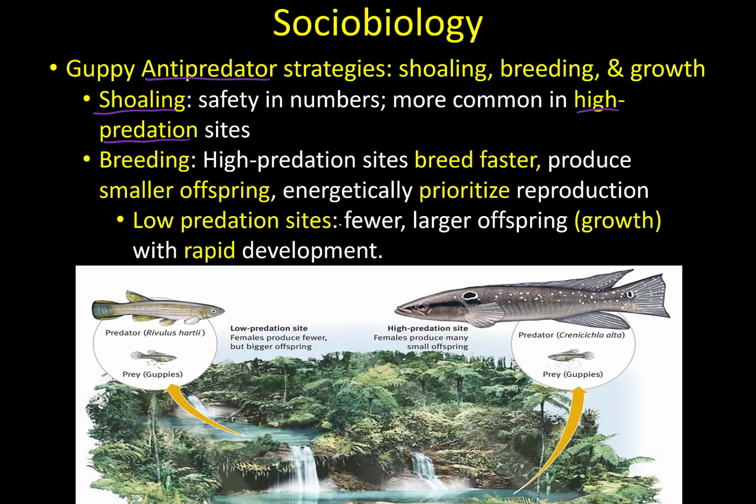Next up, breeding strategies. High predation sites breed faster, they produce smaller offspring, and they energetically prioritize reproduction. It means that they reproduce when they're younger.